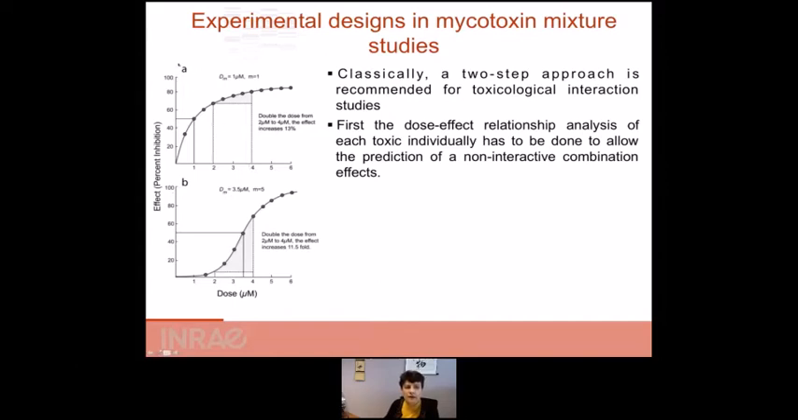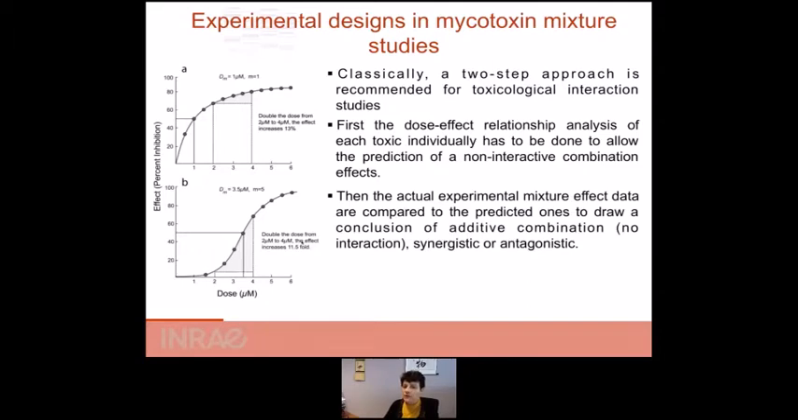In the one on the top, you see that when you multiply the level of a contaminant by 2, from 2 to 4, the response is only increased by 13%. But in the other example, at the bottom, when you go from 2 to 4, you increase the response by 11-fold. So you really need to first have a dose response analysis.